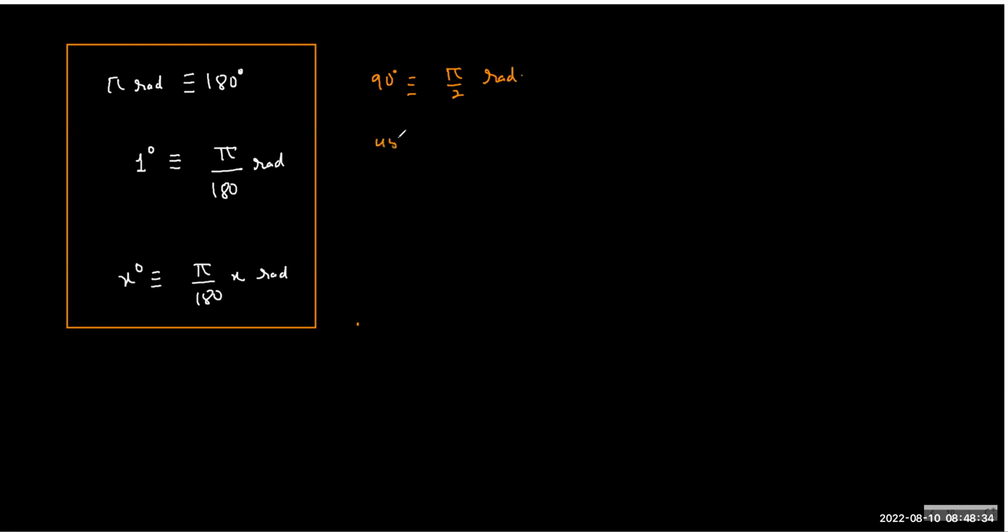So what is 45 degree, guys? Pi by 4. What is 60 degree? Pi by 3 radian. Correct? What is 30 degree then? Tell me quickly. Pi by 6. Very good. What is 120 degree, guys? Tell me quickly. 2 pi by 3. Very good.